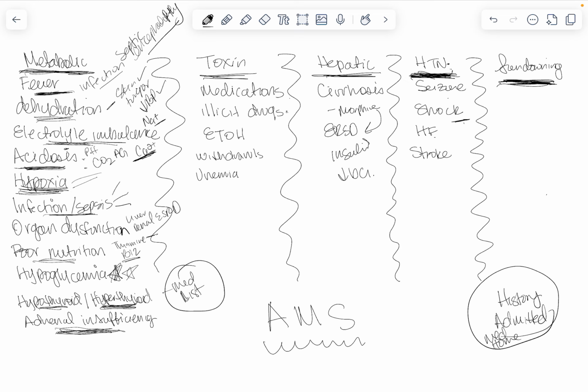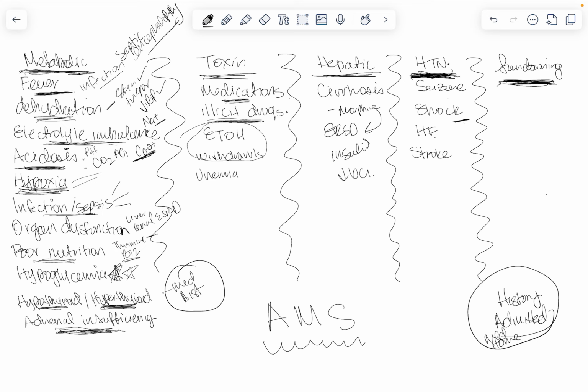Okay, now let's move on to toxins and medications. There are a lot of medications that can cause altered mental status. Digoxin can cause confusion, especially if they have renal failure, and cephalosporins can cause confusion in the geriatric population. Illicit drugs, so you have your PCP, your meth, your cocaine, that can cause confusion.